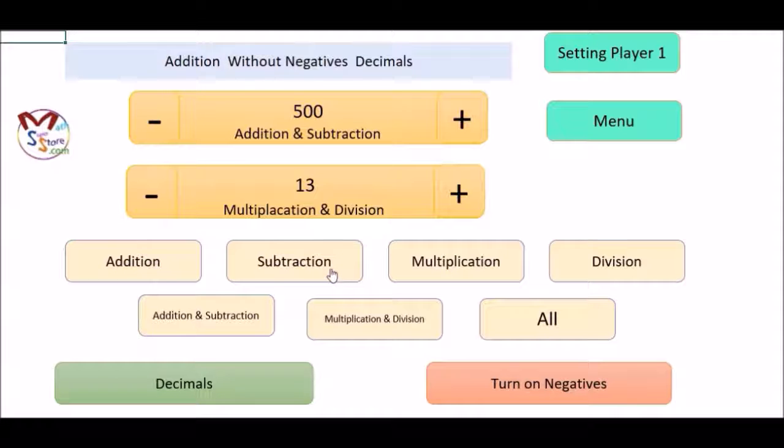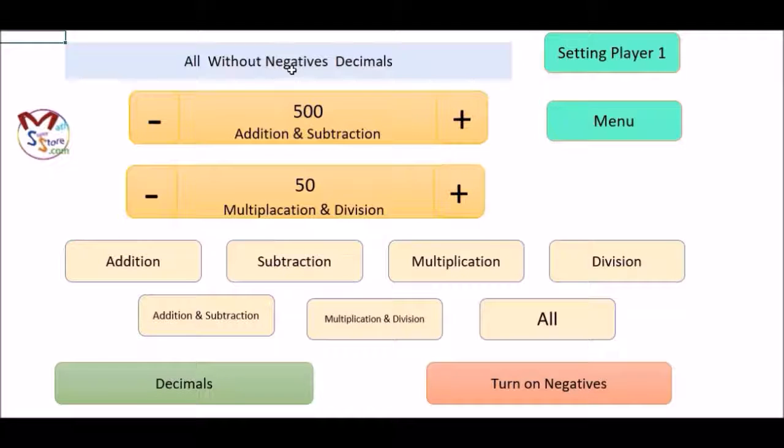We can choose addition, that's only addition, subtraction, multiplication, division, addition and subtraction. These are the questions to be asked on the board. Multiplication and division, or we can choose all. The multiplication and division, we can reduce that down to 5 or up to 25, or up to 50, sorry. We can turn decimals on and decimals off. It will tell you what's selected at the top.